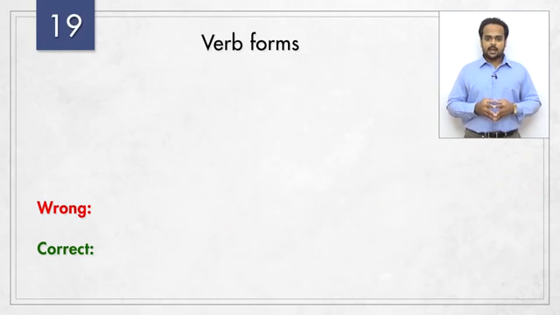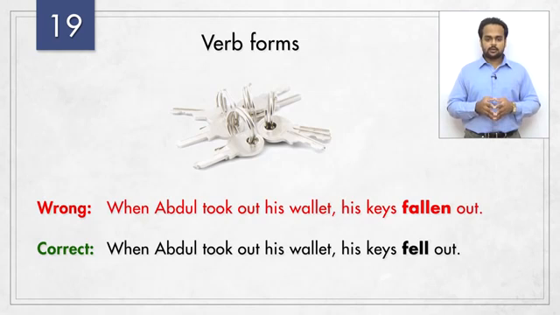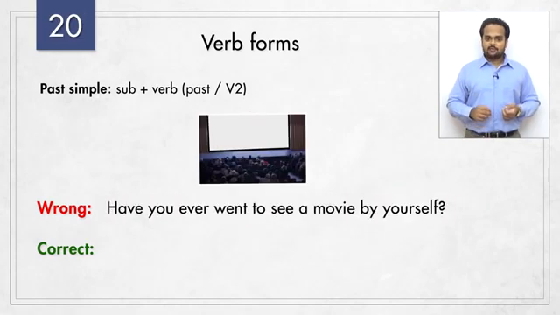Let's now move on and talk about verb forms. Here's the first one. When Abdul took out his wallet, his keys fallen out. The correction is when Abdul took out his wallet, his keys fell out. In the past simple tense, you should use the past simple form, the second form of the verb, also called V2 by some teachers.